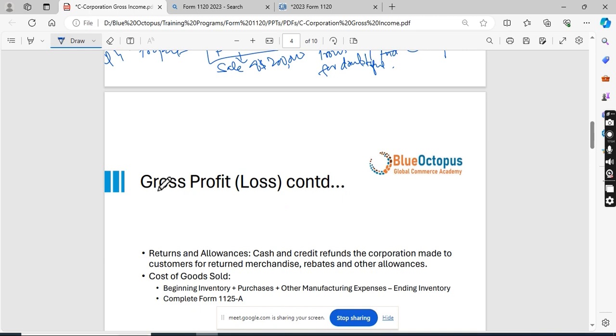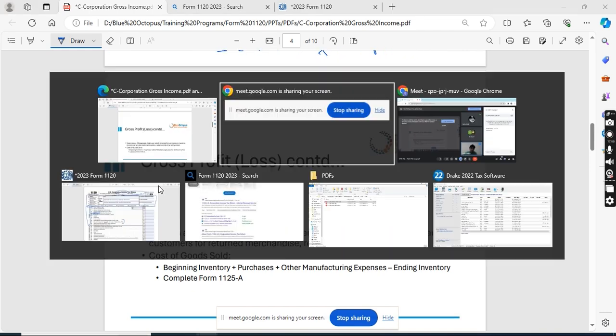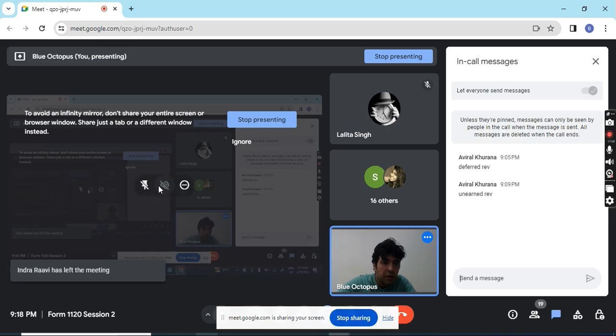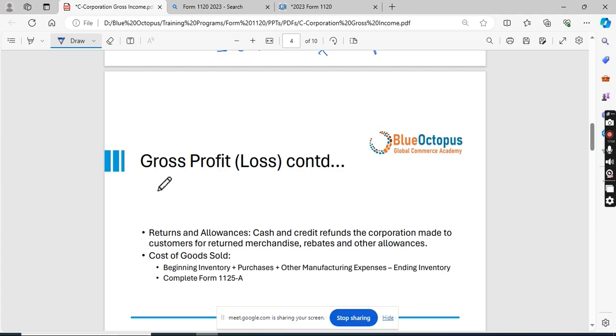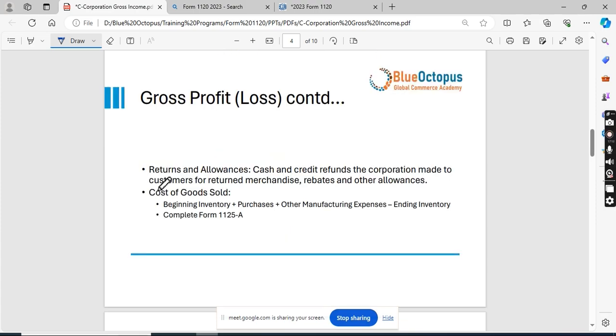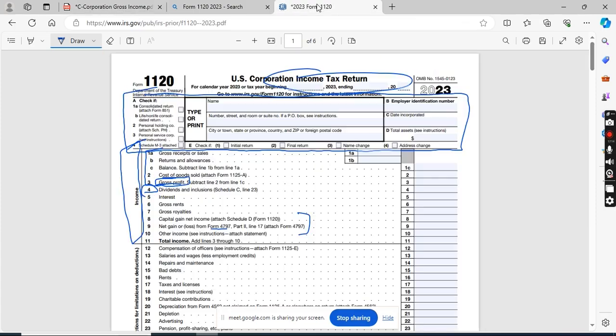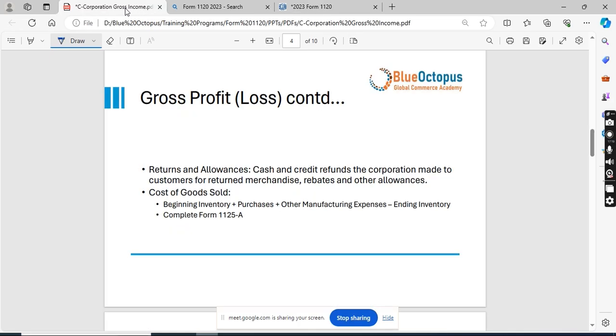So this was for gross profits. Let me see if anybody has unearned revenue. Yeah. Then for this, the amount will be here in 1A. Okay, in 1A the amount will be here.